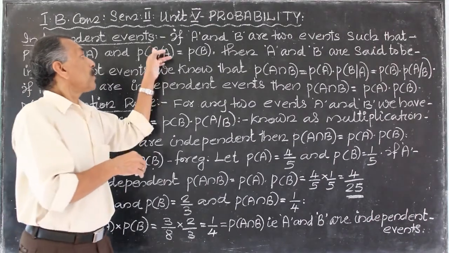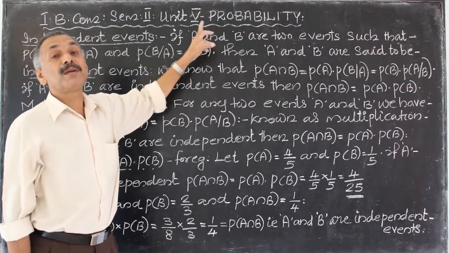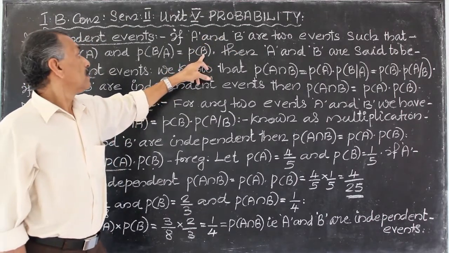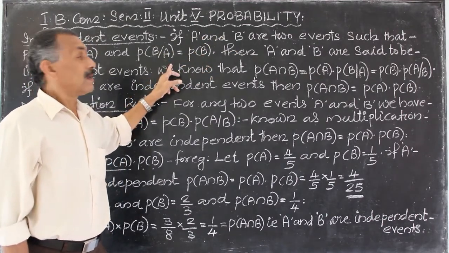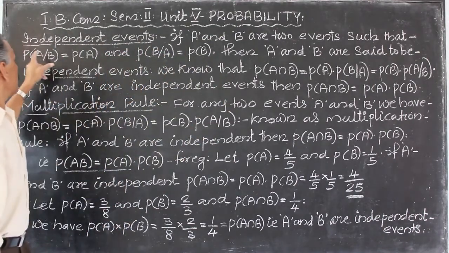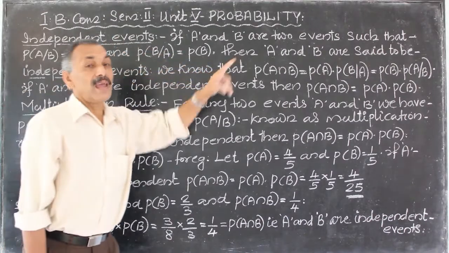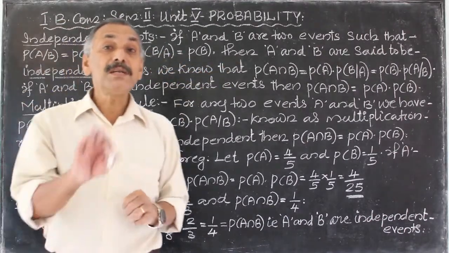Probability of B given A is equal to, we know, probability of A intersection B divided by probability of A. This probability of B given A is equal to probability of B and the probability of A given B is equal to probability of A. Then we say A and B are said to be independent events.